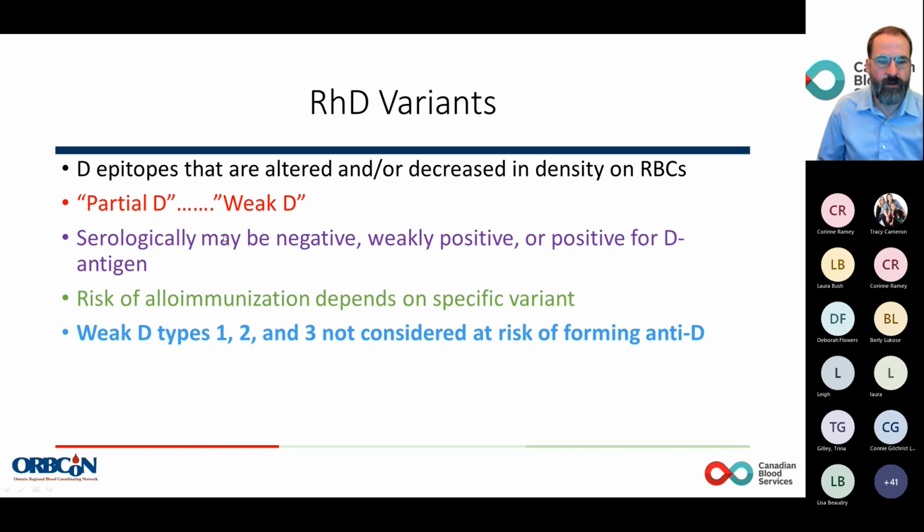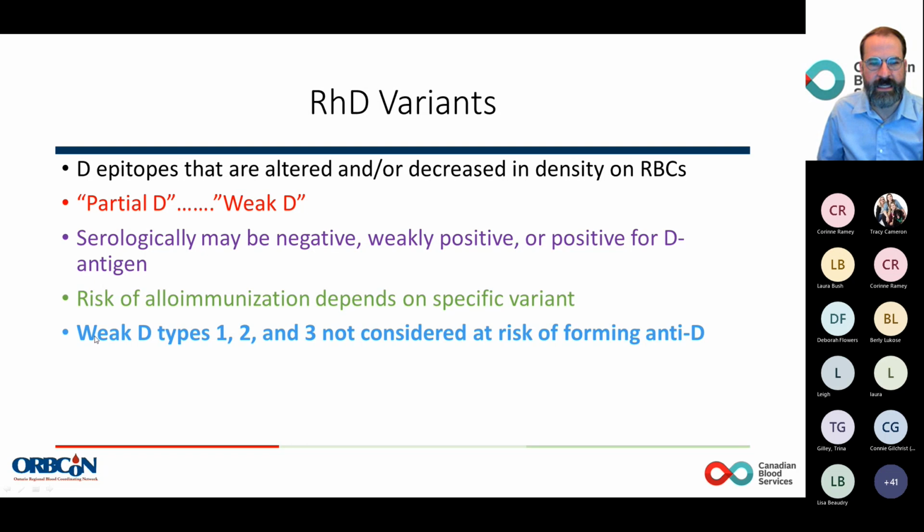Serologically, there's a lot of variability, again depending on which reagents are being used. They could be negative, weakly positive, or strongly positive for D antigen. And there's a risk of alloimmunization, but it depends on the D variant in question. So for any of you that were there for Tier 1, where we talked about prenatal testing and the importance of genotyping, that's again why this is important. You want to know what the exact variant is, so you know what the risk of alloimmunization is.